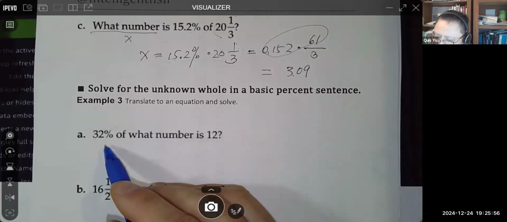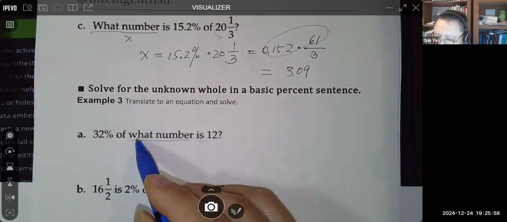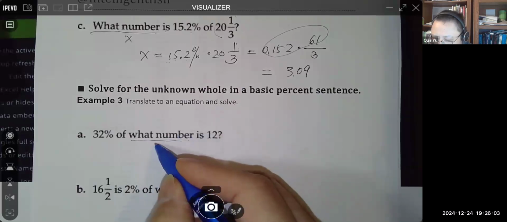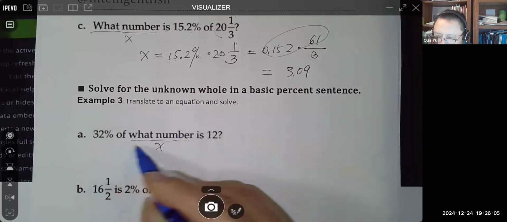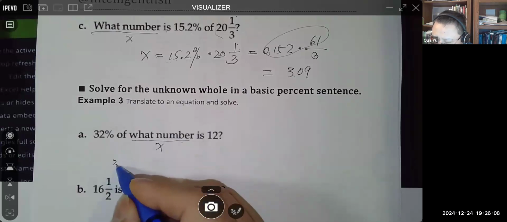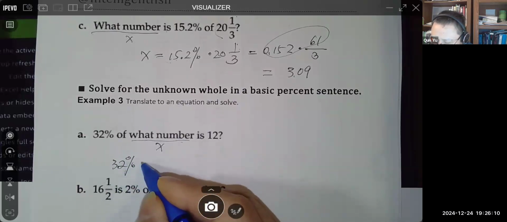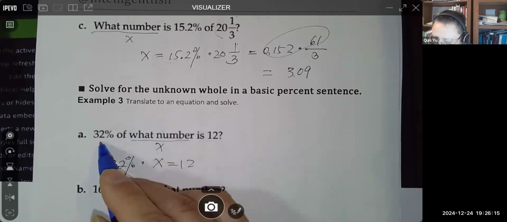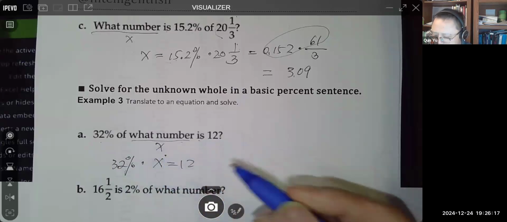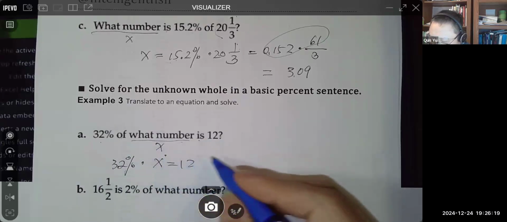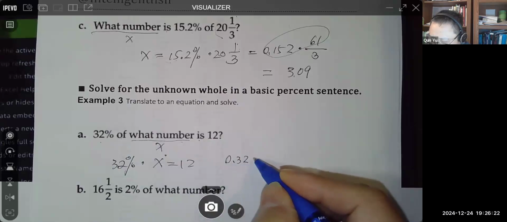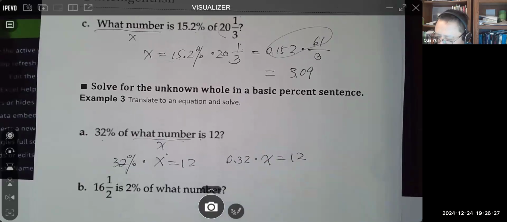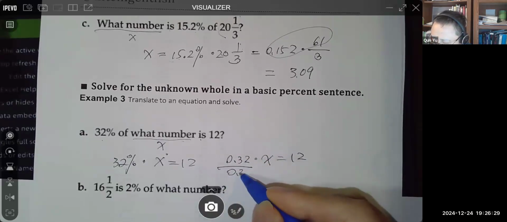It's no different, no matter what the question is. So 32% of what number says that the amount after percent of is the whole, right? But for us, it's just unknown, it's just X. So write down what you read. 32% of, percent of means multiply, X is 12. 32% of X is 12. Now, 32% is 0.32 times X equals 12. To solve for X, we need to get rid of 0.32. So we just divide by that on both sides.